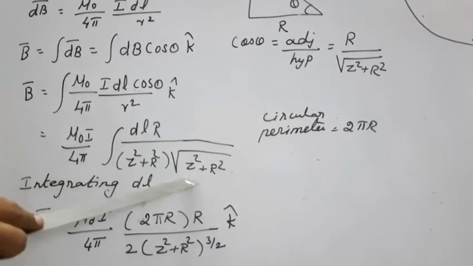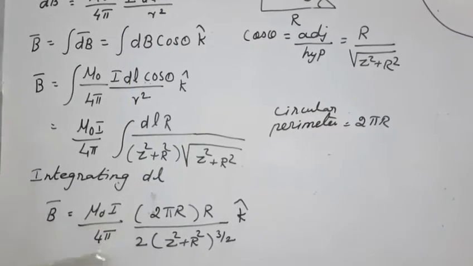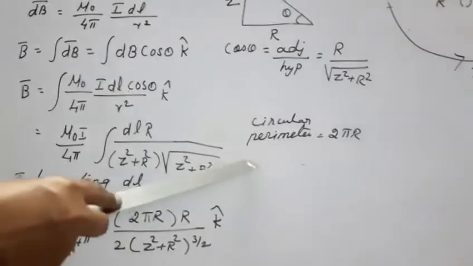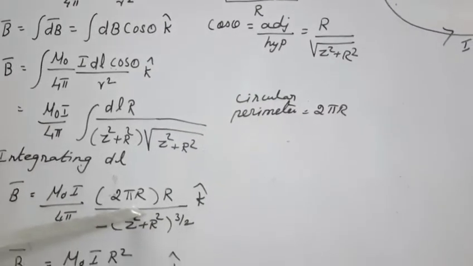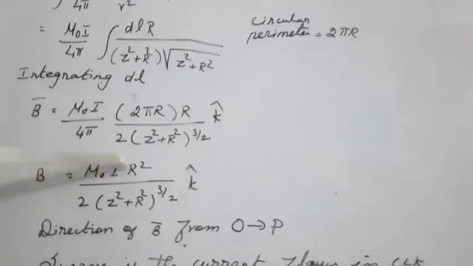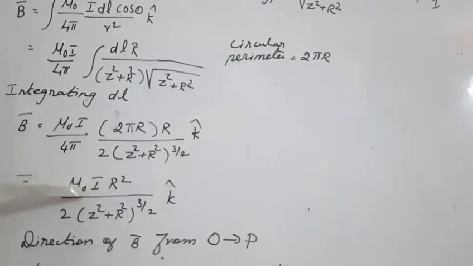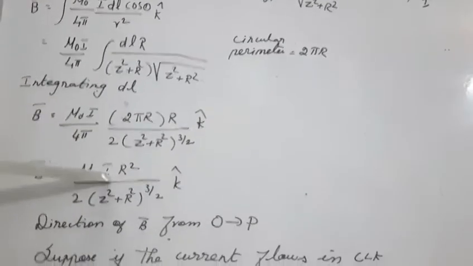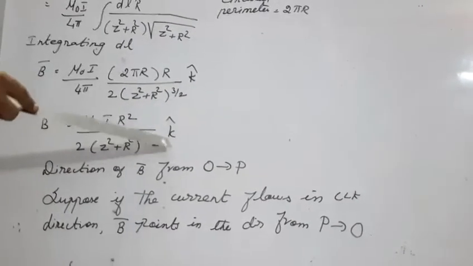Then integrating dl, B vector equals mu naught I divided by 4 pi, 2 pi r into r, divided by z square plus r square whole to the power of 3 by 2. Here we are taking 2 pi r because we have to take the circular perimeter value. So with 2 pi r, 2 and 4 simplify and pi cancels, and r square combined, B vector equals mu naught I r square divided by 2 into z square plus r square whole to the power of 3 by 2, into k cap.